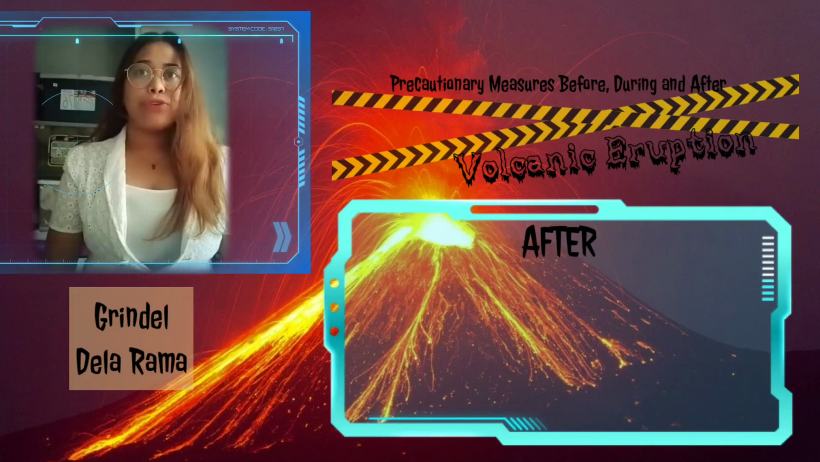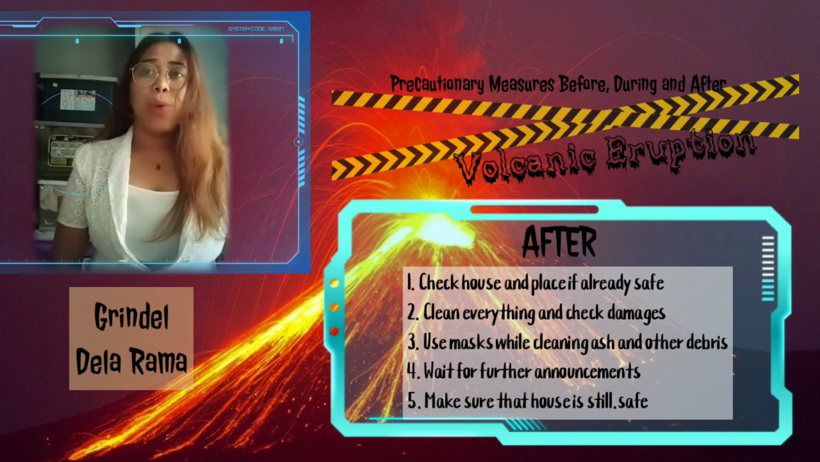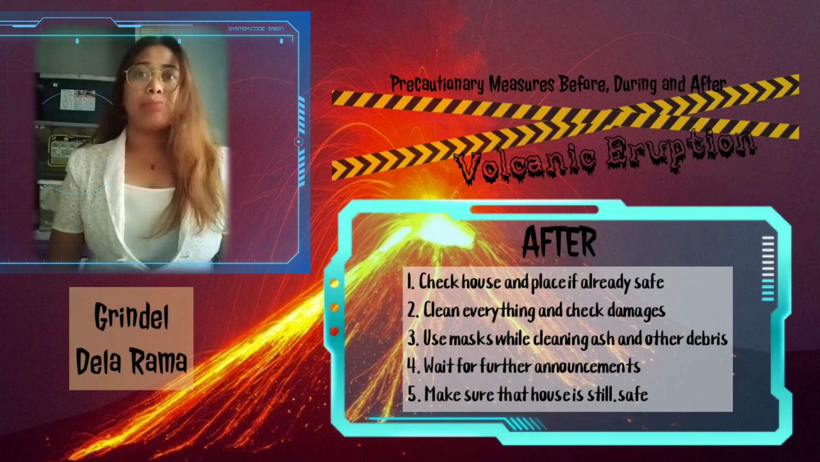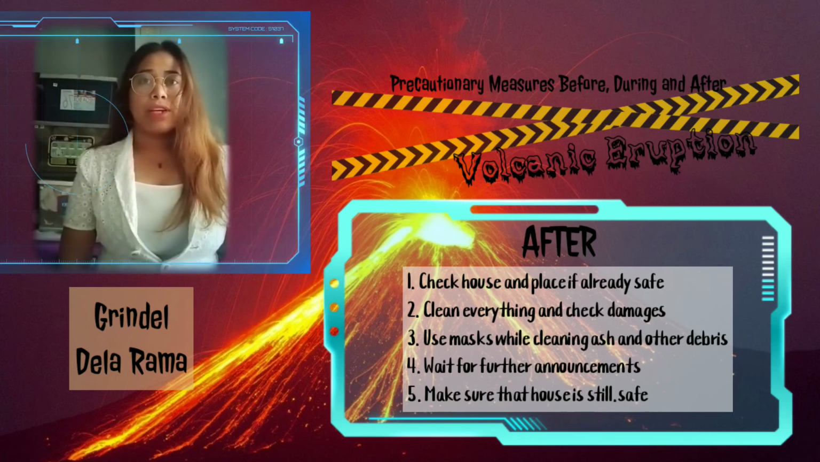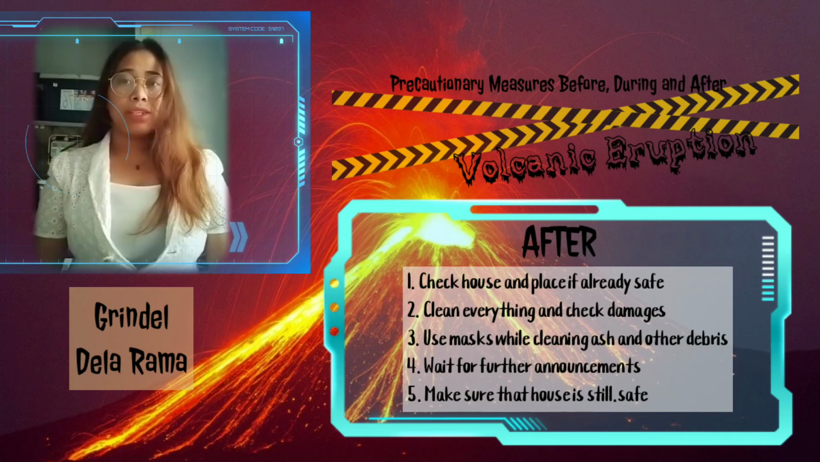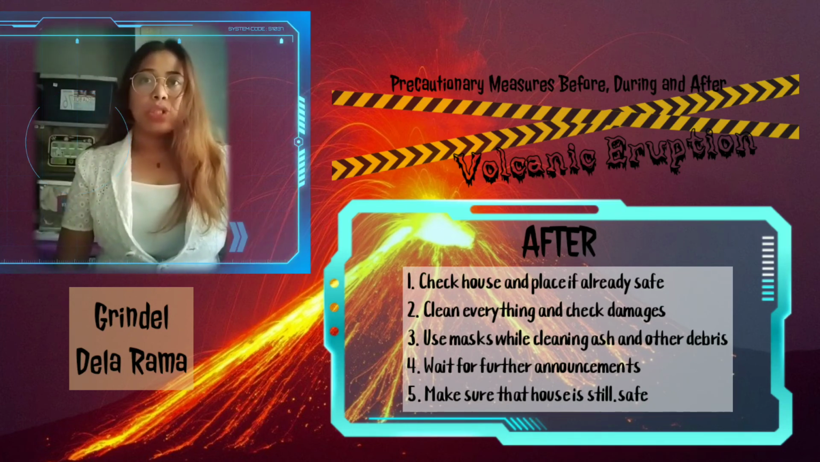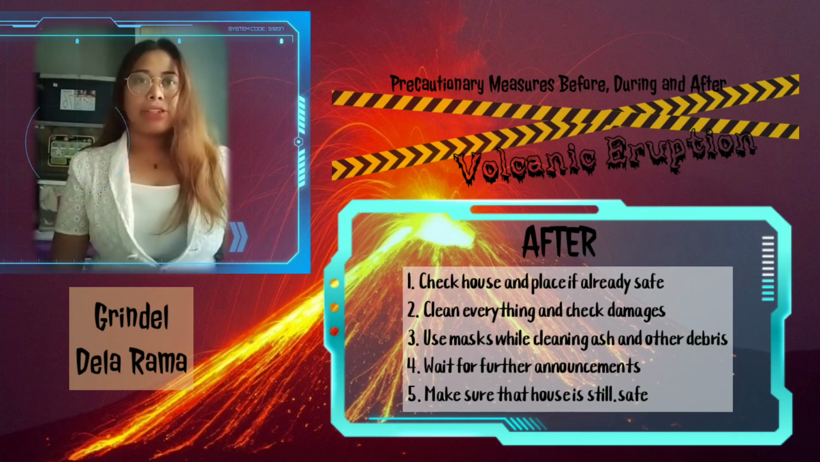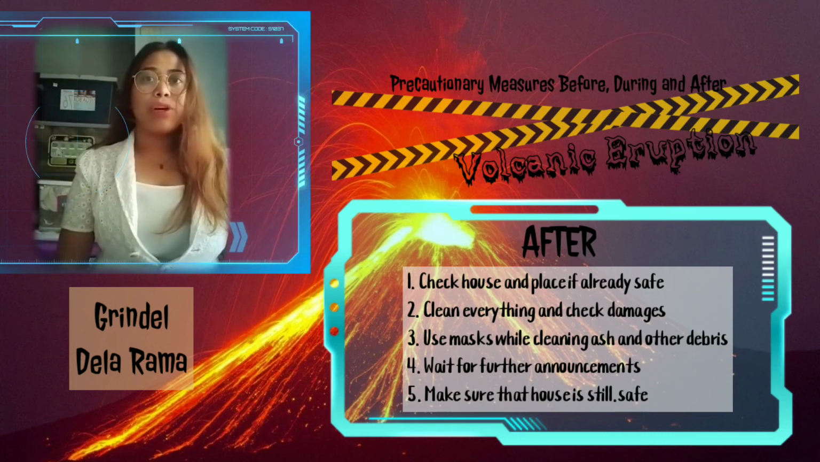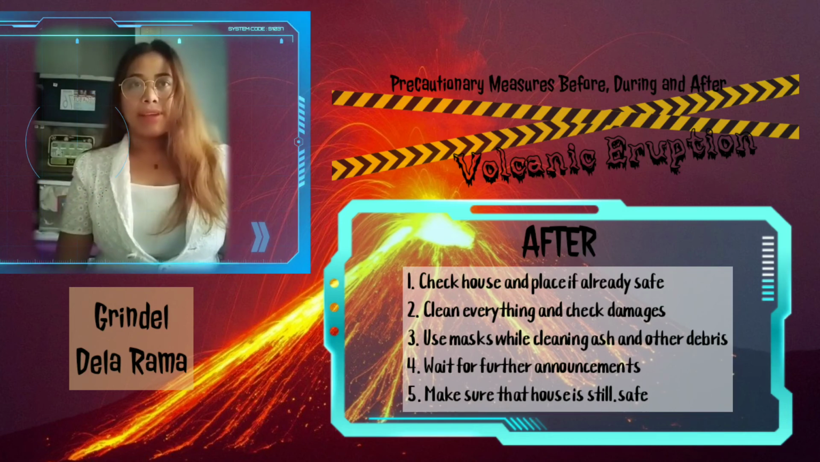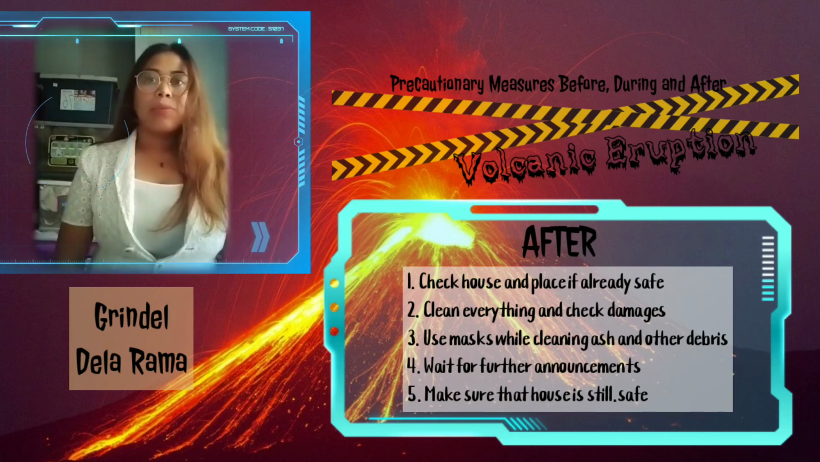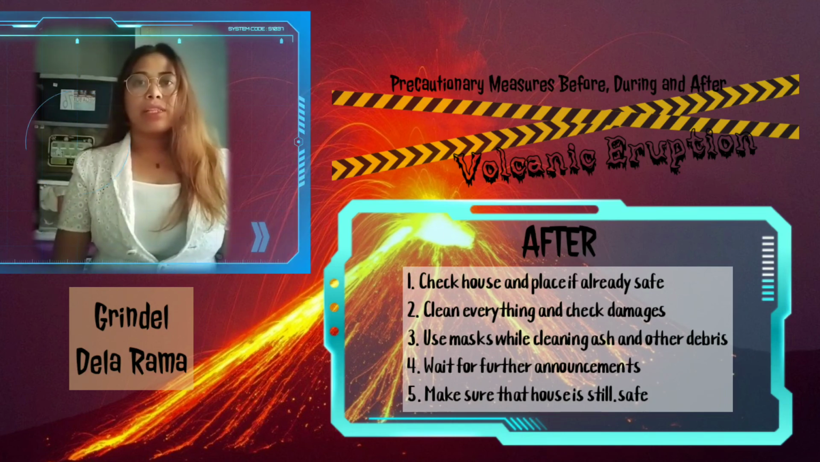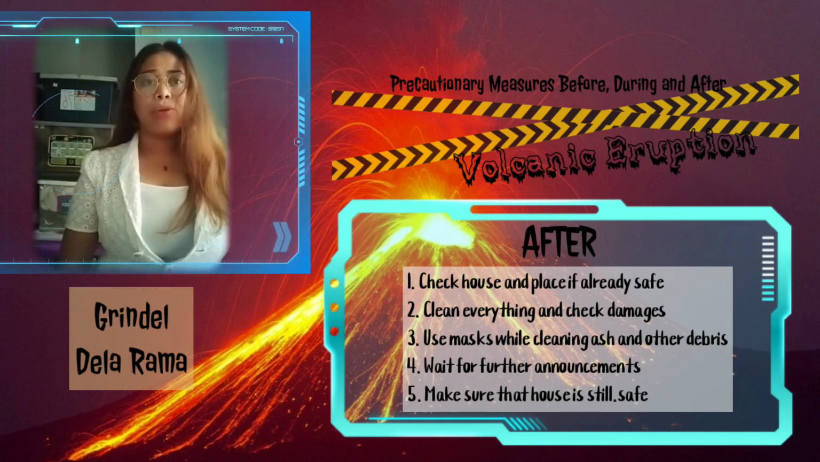Last part is after volcanic eruption. So number 1 is check house and place if already safe. Number 2, clean everything around and check all damages. 3, use mask while cleaning ash and other debris. 4th is wait for further announcements related to the volcano activities. And the last one is number 5, make sure that house is still safe for the whole family.